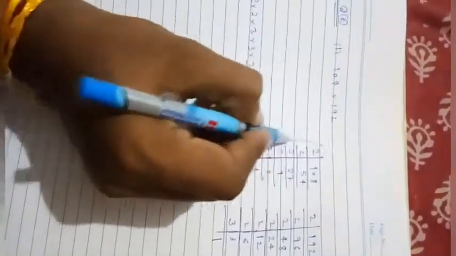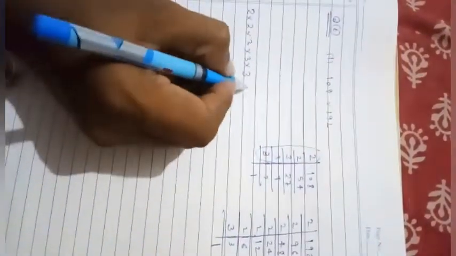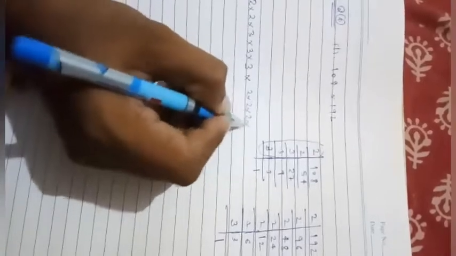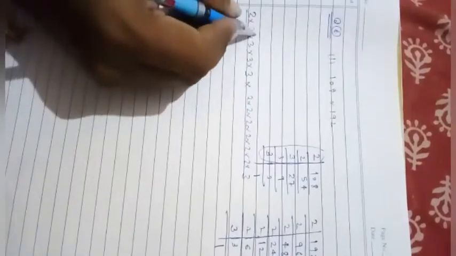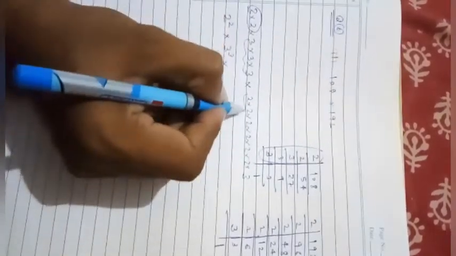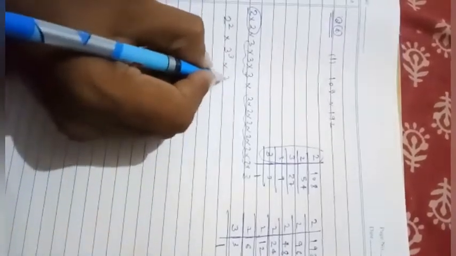Now in place of 108 you can write 2 into 2 into 3 into 3 into 3. I have written all these factors in place of 108. Now in place of 192 I have to write all its factors. So you can write 1, 2, 3, 4, 5, 6, six times 2 and one time 3. Now here you can see 2 times 2 is written, so you can write 2 raised to 2. 3 times 3 is written, so you can write 3 raised to 3. Then 6 times 2 is written, so you can write 2 raised to 6.